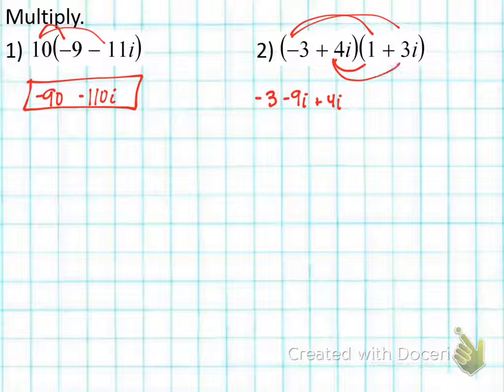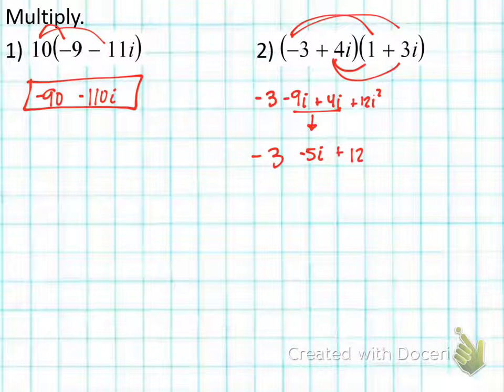4i times positive 3 is positive 12i squared, okay? You follow me so far? Okay, then we combine like terms. I can combine these two terms together, making this equal to negative 5i. Negative 3 stays in the front, and positive 12i squared is in the back.